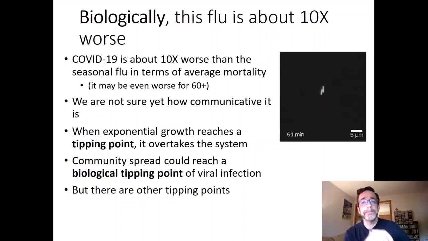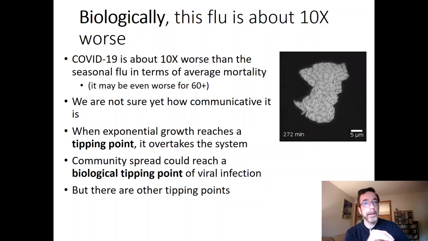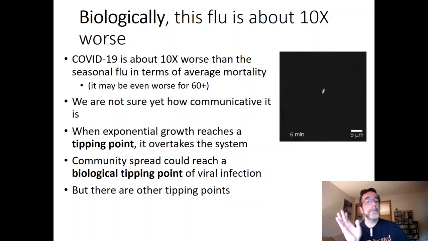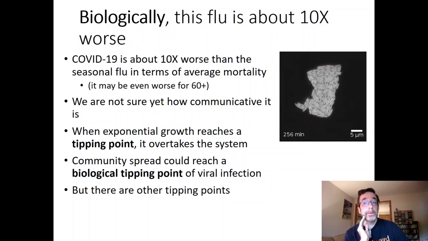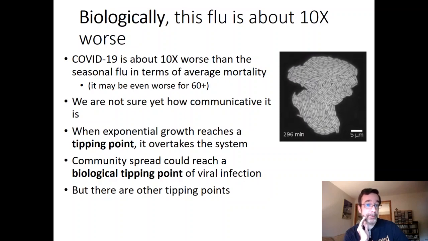So what does this all mean? Biologically, this flu is about 10 times worse. And also note, the one thing we know about this, it seems to be easier on you the younger you are. That still has held up. And so that means for people that are 60 and over, people with underlying conditions, this will tax your system. And it will be 10 times worse. Stay away, take it seriously. You don't want to challenge yourself with this.